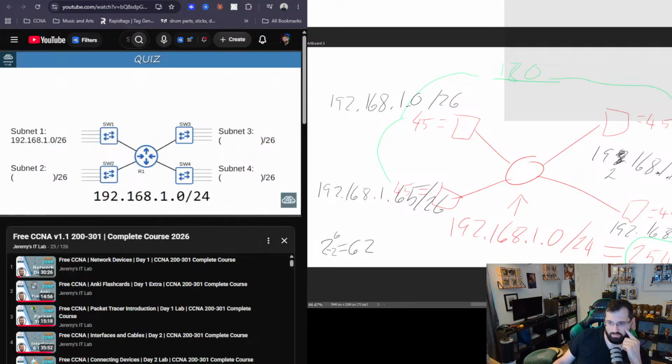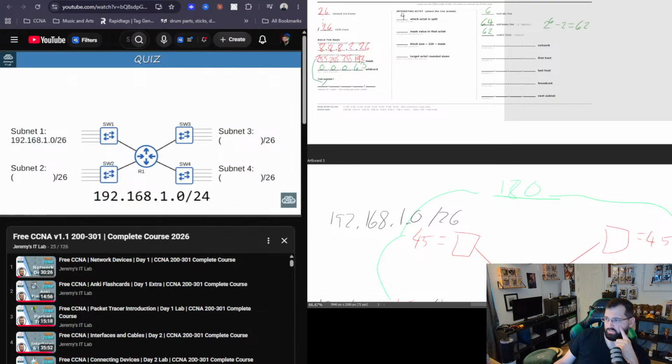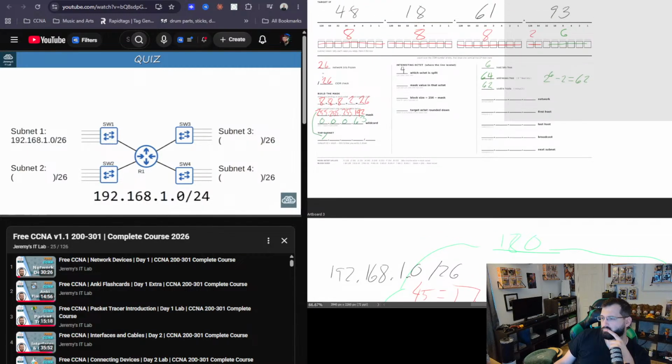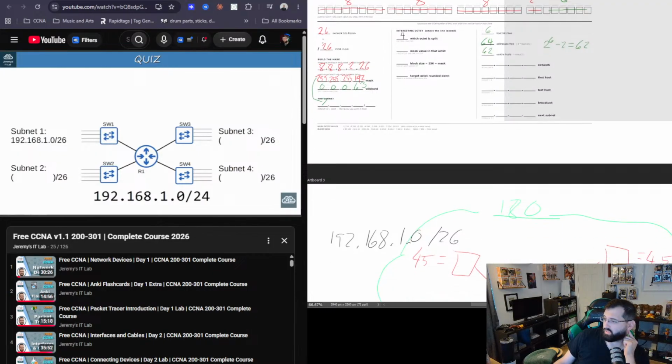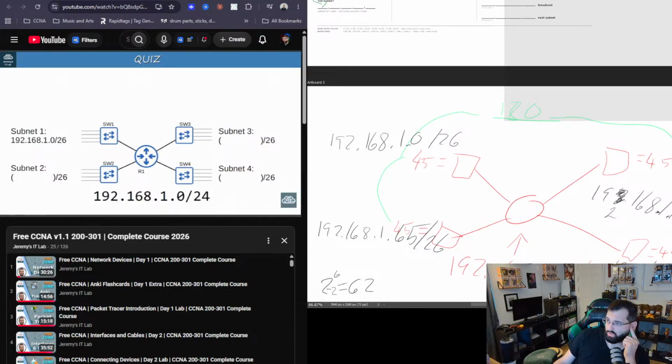where we're at with this is that we need to figure out how many addresses are possible in here. So we have 8 plus 8. So we need to multiply this by the host bit. So we have 6. So that means 2 to the power of 6 minus 2 is 62. So we have 62 bits. But if we're trying to figure out what the next subnet's going to be, it should be 64. So then this should be 65.